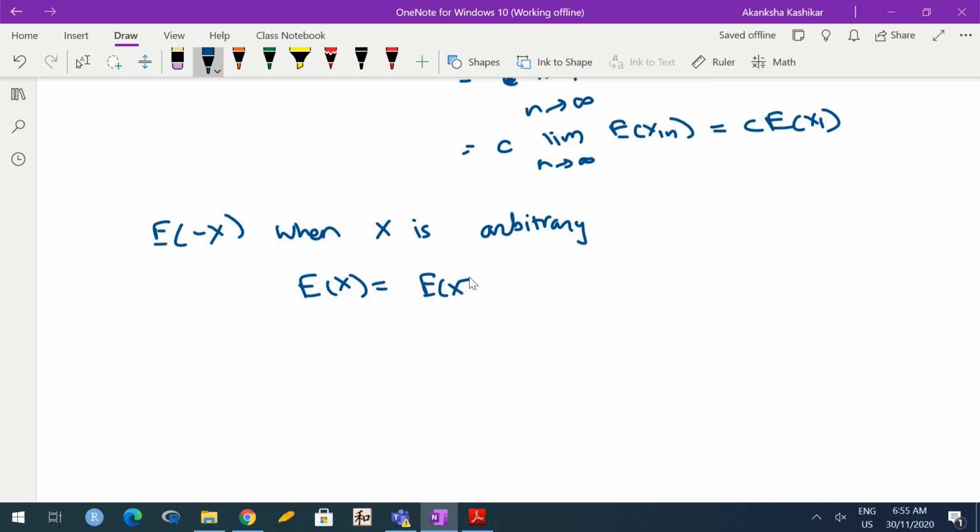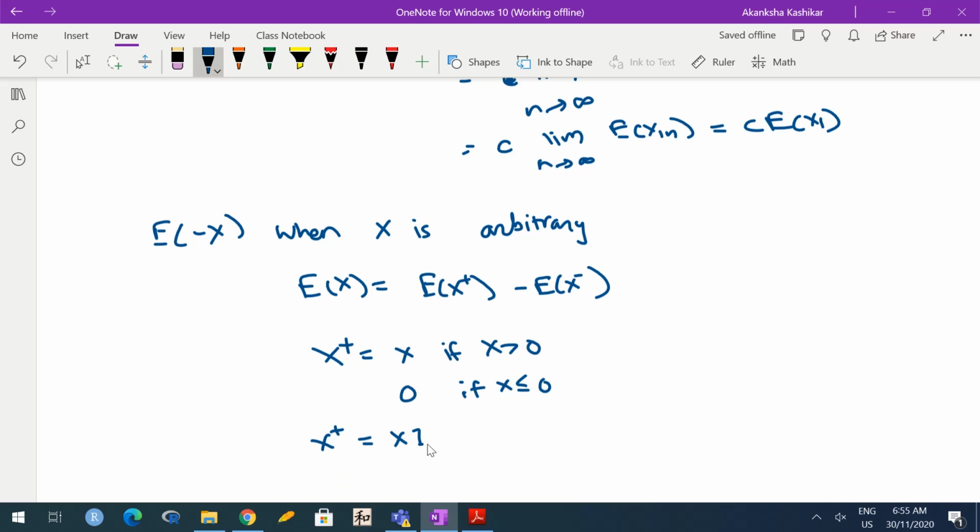Expectation of x is defined as expectation of the positive part of x minus expectation of the negative part of x. Okay. How do we define the positive part? X plus is x if x is greater than 0 and 0 if x is less than or equal to 0. So we can define x plus as x into the indicator of x greater than 0. Because on the other set the indicator is 0, so anyway the product will be 0.